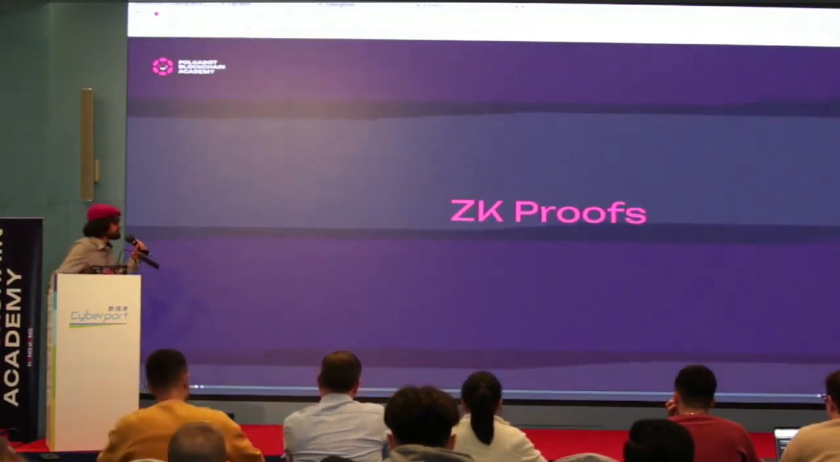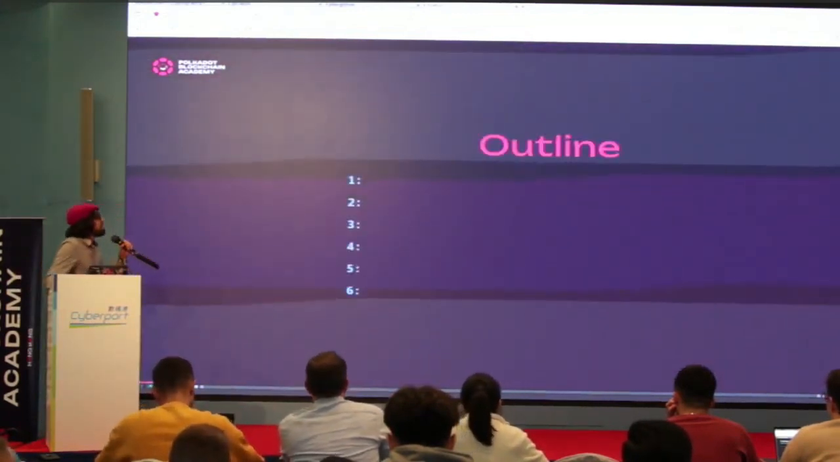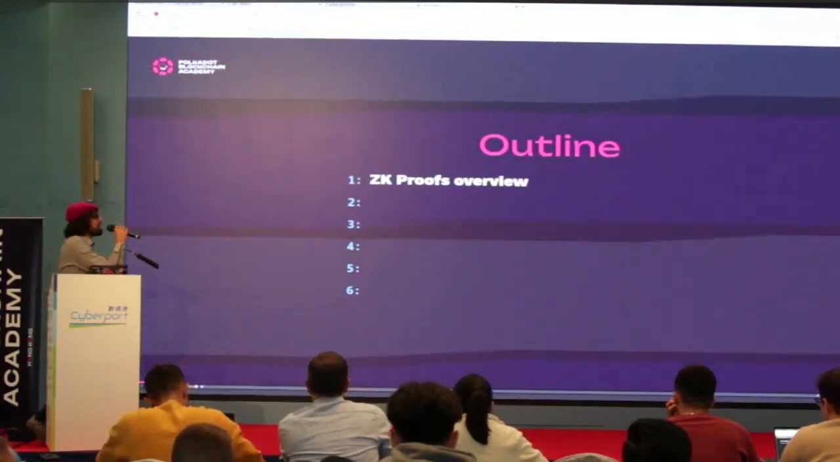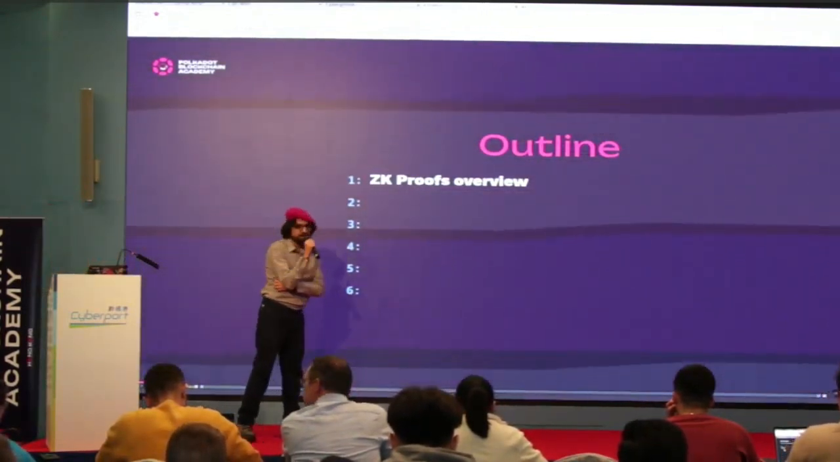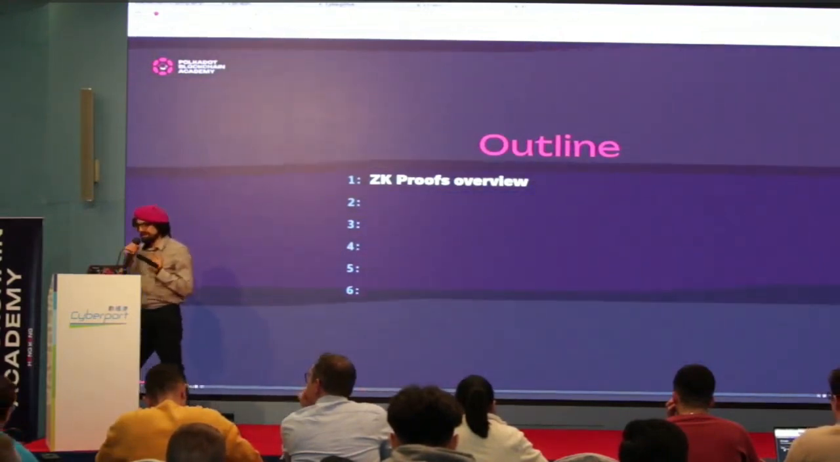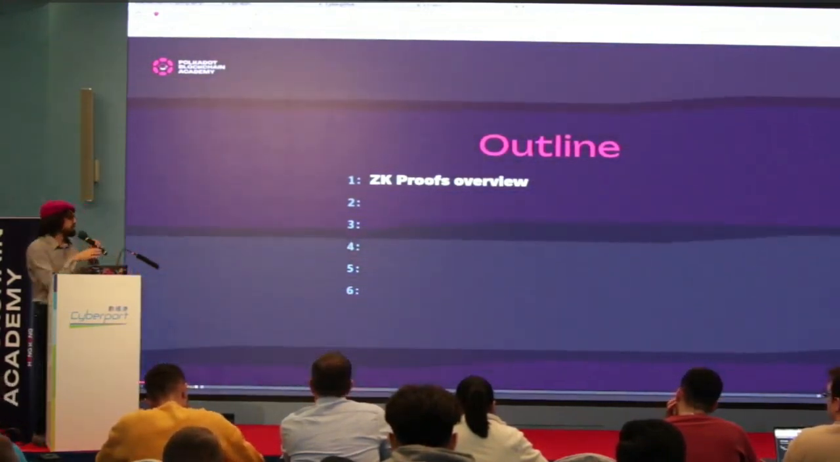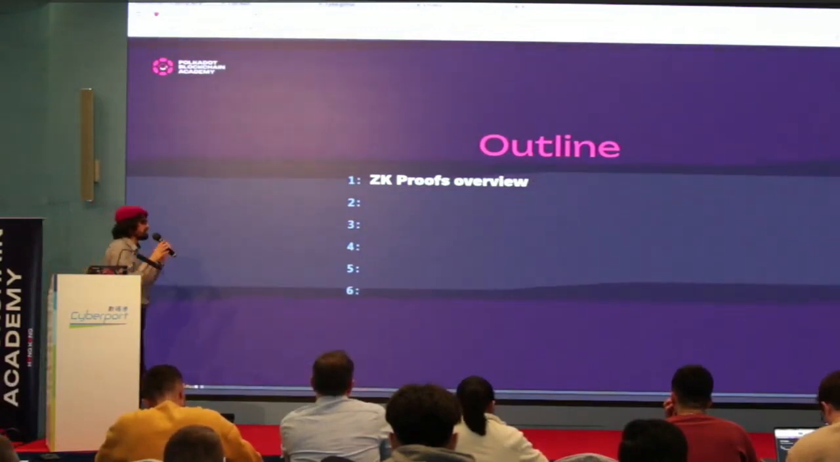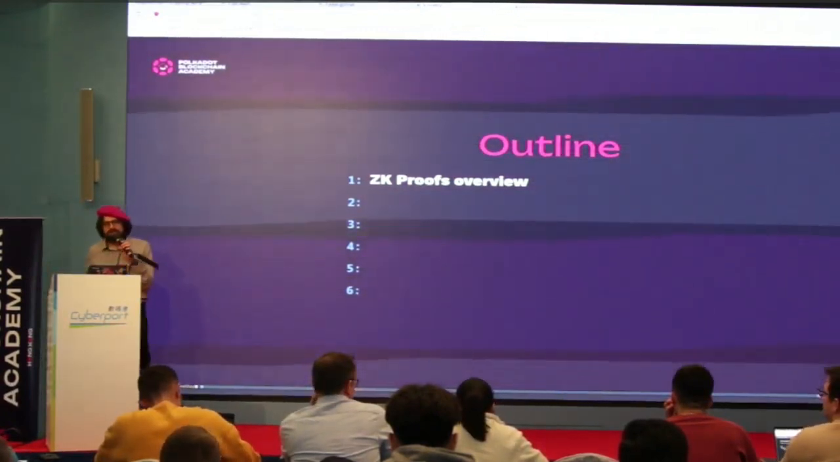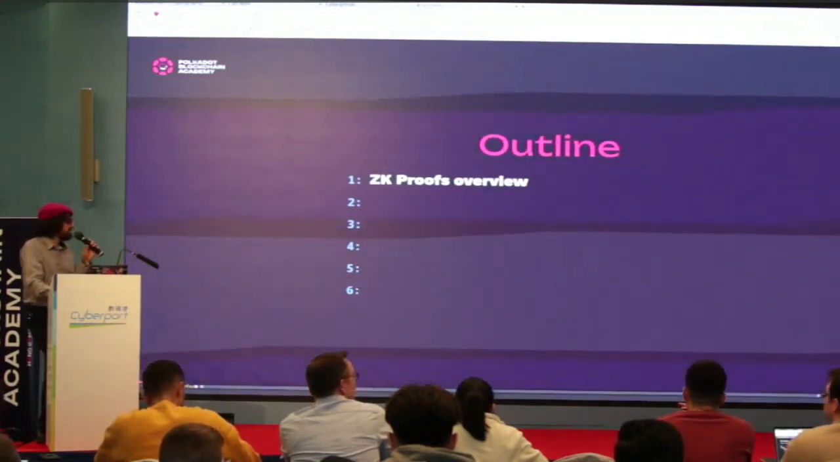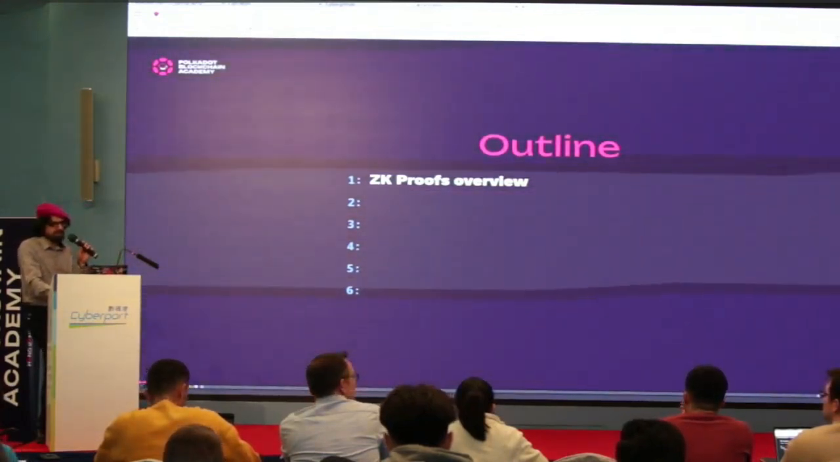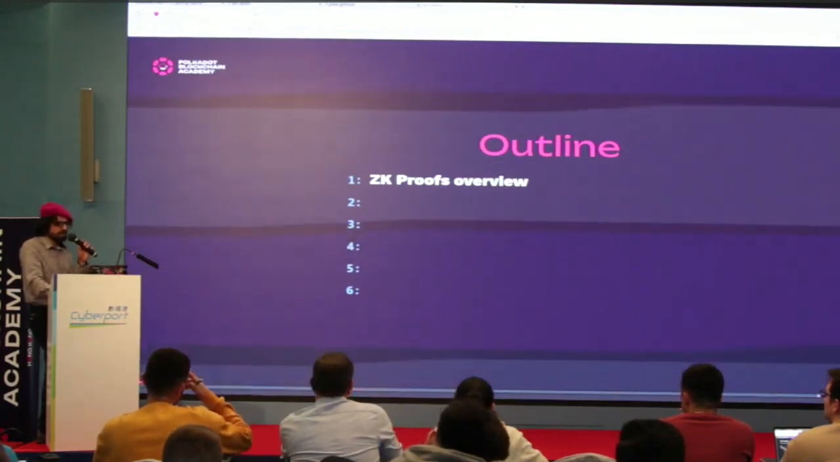Okay, ZK proofs, zero knowledge proofs. So we start with the overview of the ZK proofs and their details. Just what do they cover? What do they mean? What are they supposed to achieve for us? Similar to other cryptographic primitives that we start with, we say what goal they want to achieve.